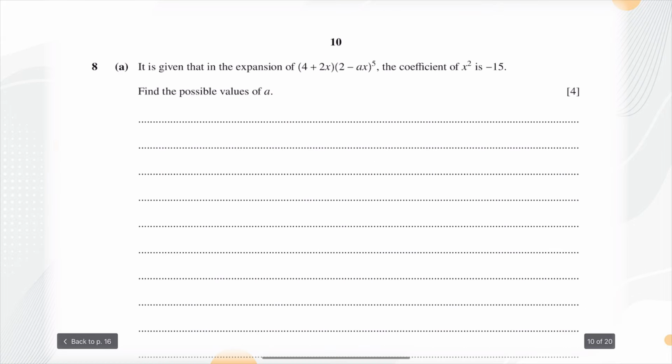Okay, so it says it is given that in the expansion of (4 plus 2x) into (2 minus ax) to the power 5, the coefficient of x square is minus 15. Okay, so how will I get the coefficient of x square if I'm multiplying these two? (4 plus 2x) into (2 minus ax) to the power 5. Up until what term should I expand this?